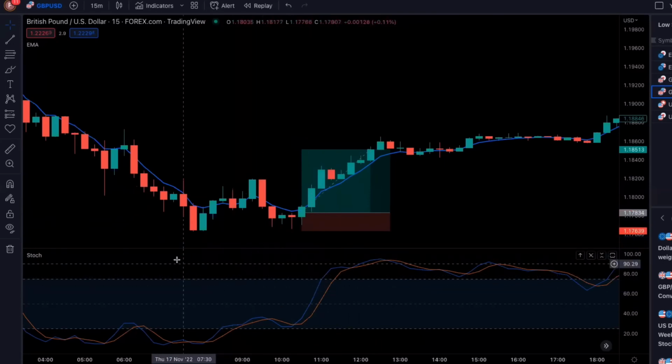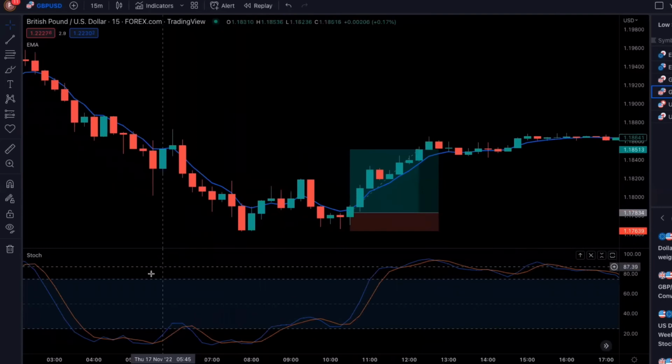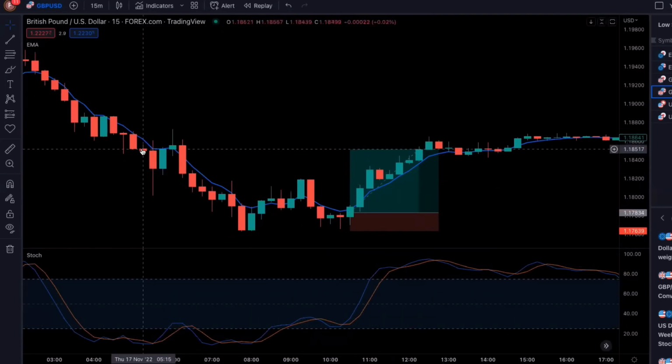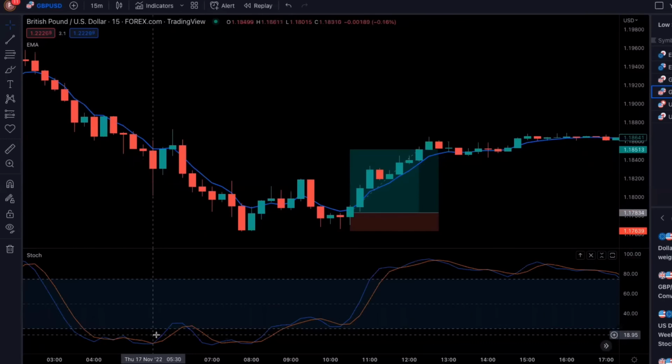Like, for instance, let's see. Yeah, over here there's a crossover. Price action, right, is below the 5 EMA. So you'd be like, okay, when there's a crossover, you get in. But when it crosses over right here, the stochastic is still outside of this range. So you're not going to get in.